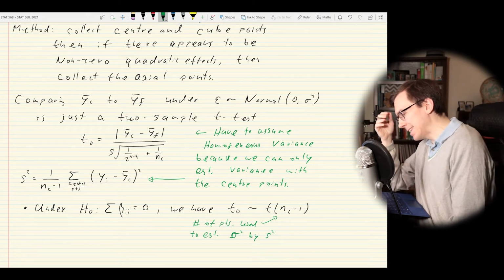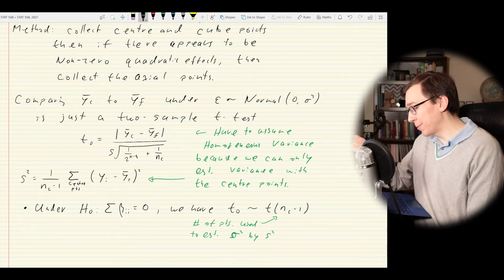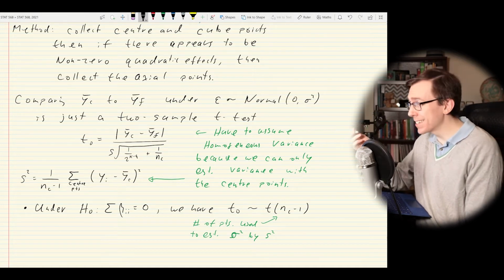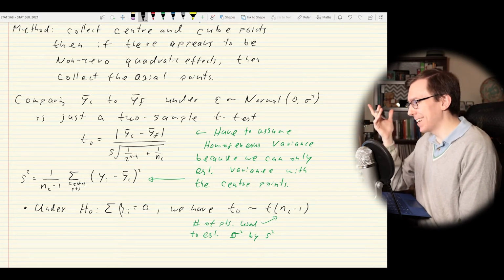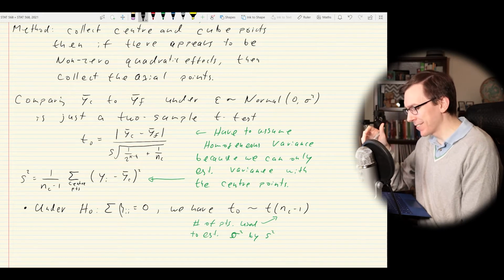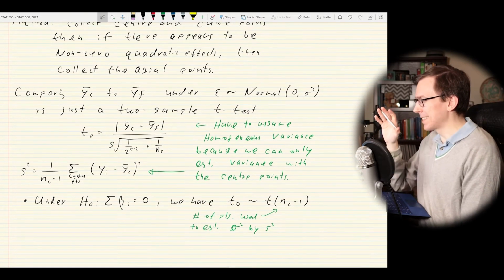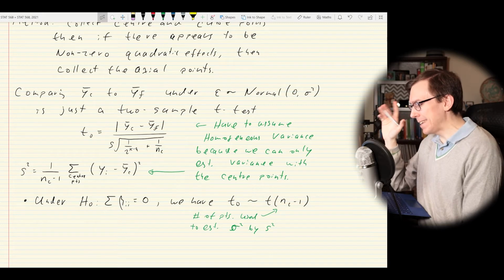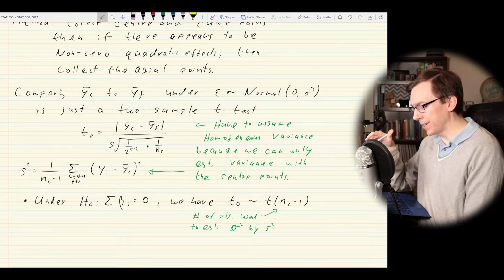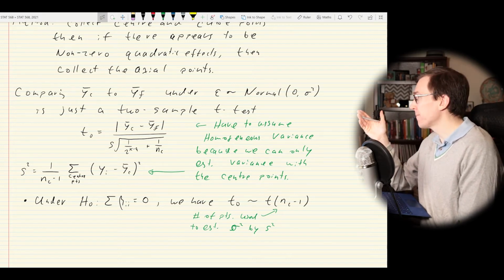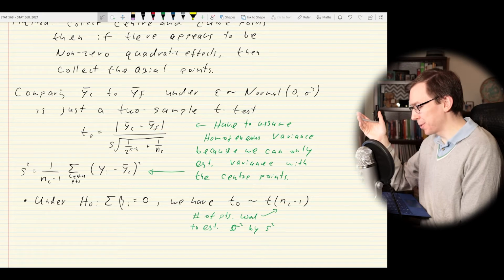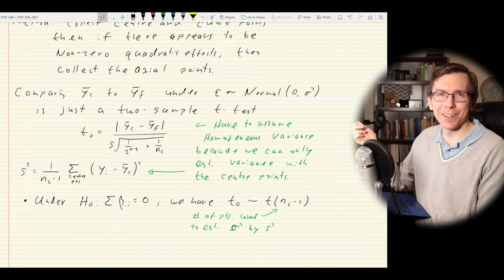So that's where the nc minus 1 is coming from, and why we want to replicate the center point at least twice so that we can get some estimate, a non-absurd estimate of the standard deviation. I mean, it may not be good, but it just has to be good enough. All right, so this is roughly how we can test for quadratic behavior in our response surface without collecting the axial points. So let's talk about exactly how this would work in practice, and then we can go look at some R code, which is always fun.